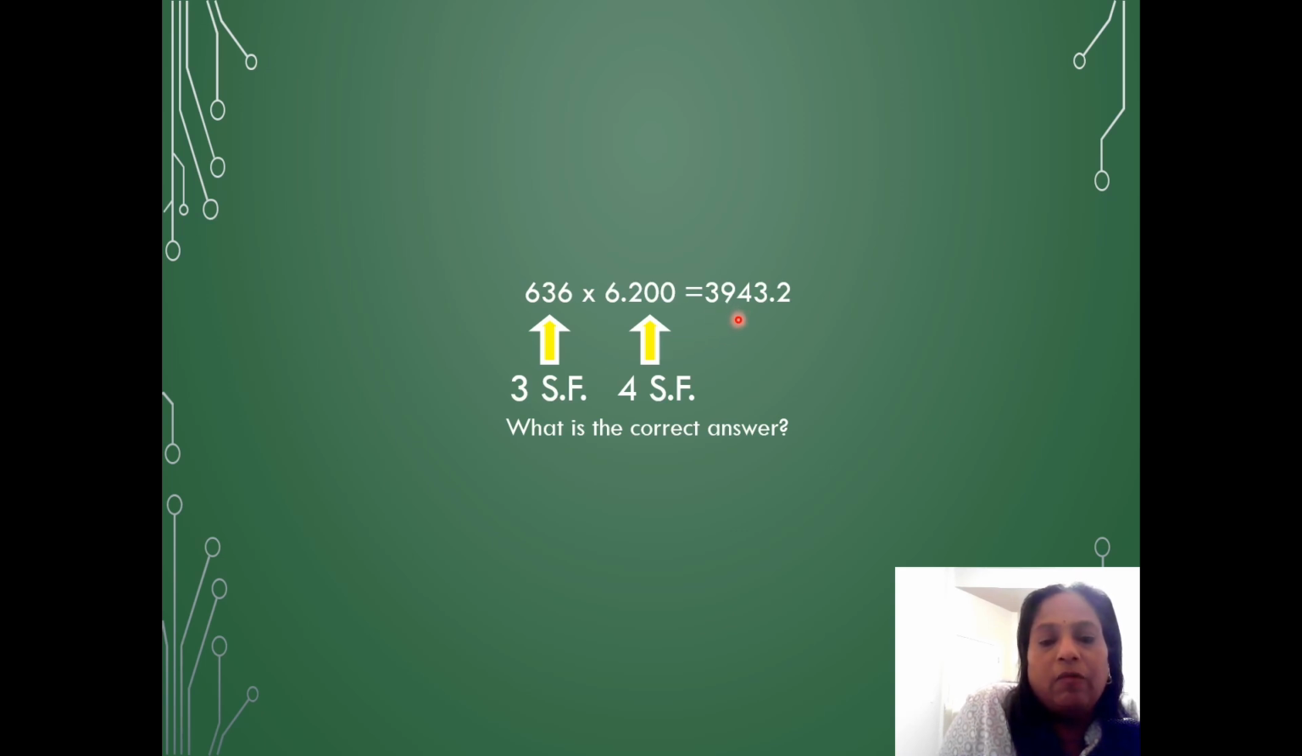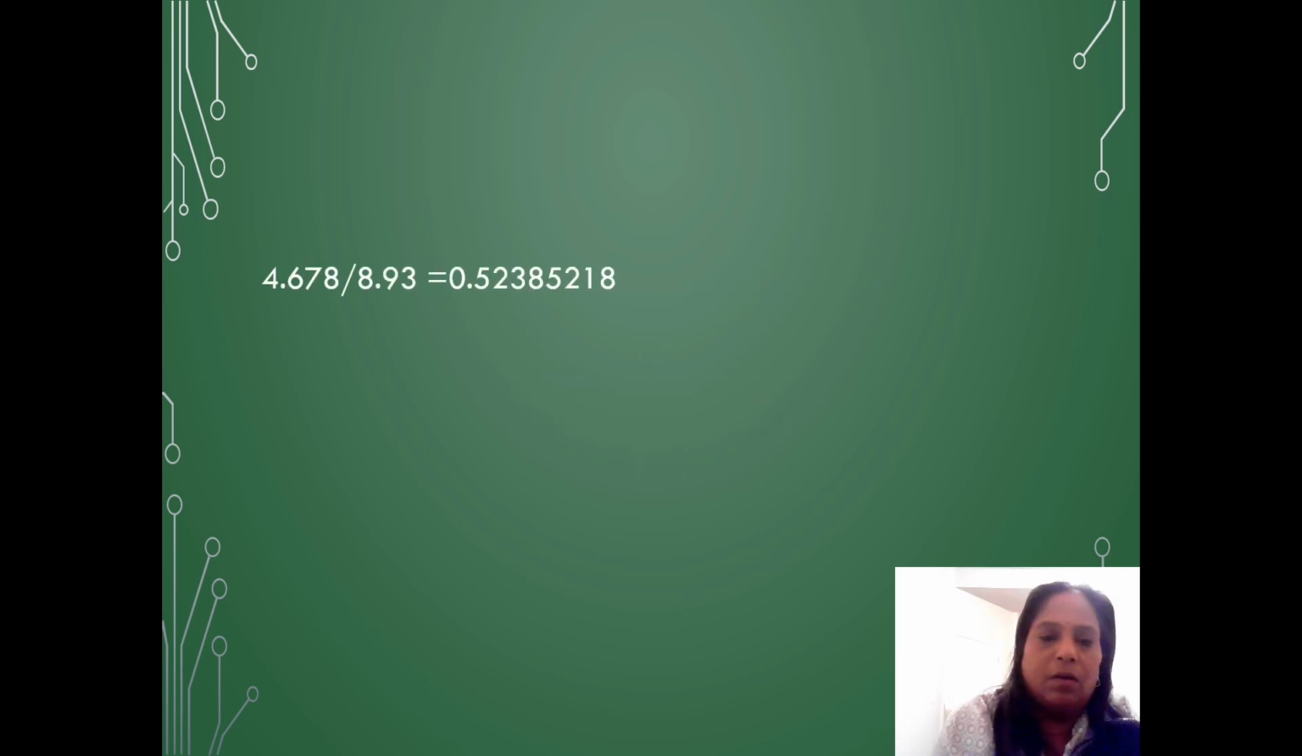Now I have to figure out the rounding off. Look at the leftmost number that has to be removed. The leftmost number that has to be removed is 3. Is this 5 or greater? No. So I keep the 4 as such. So my answer would be 3940.